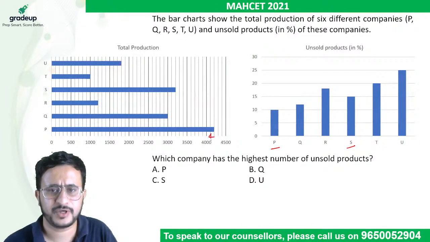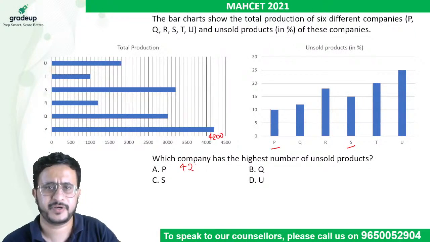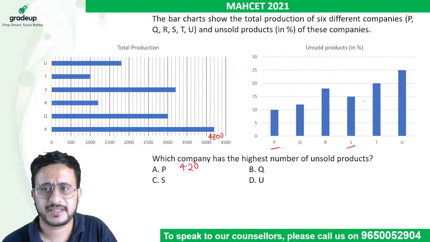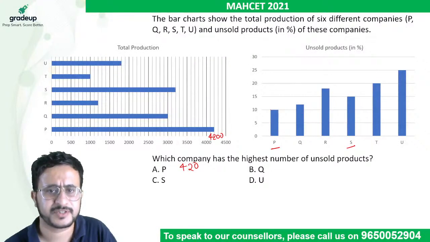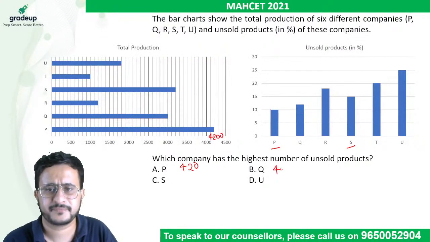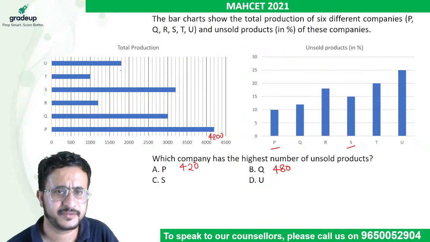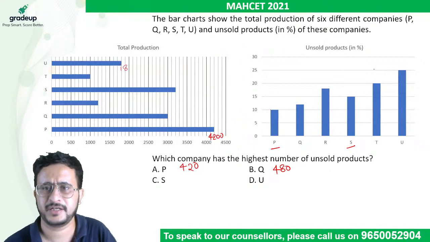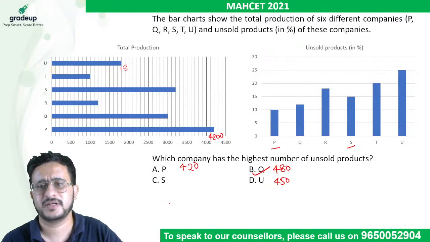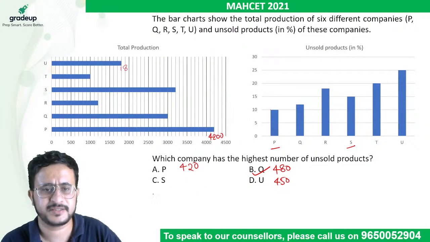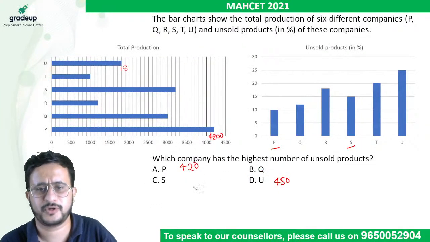So P is 4200, and 10% unsold. So P is 420 unsold. S, if you say, it is how much? 3200 and 15% unsold. 32 into 15%, you will get 480. U is 1800 and 25%, that is 450. So S has the highest number of unsold products.